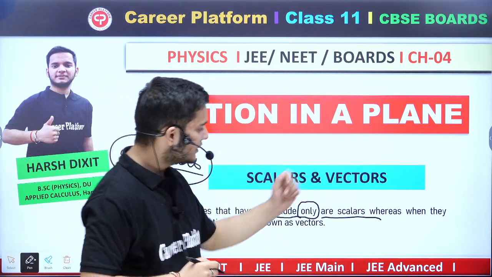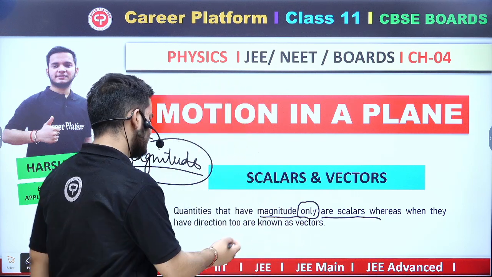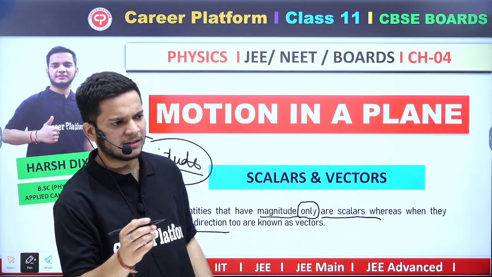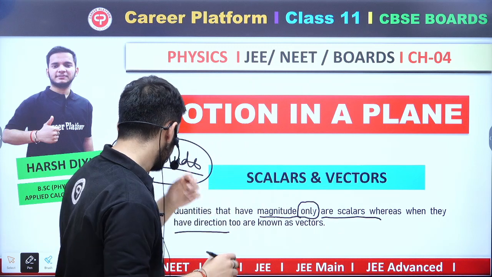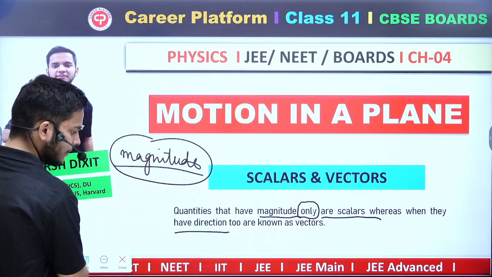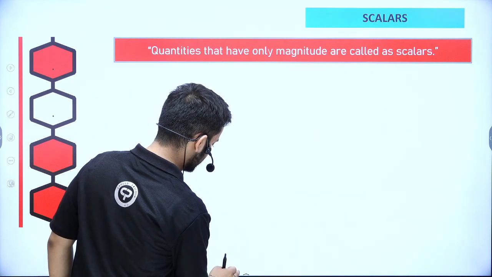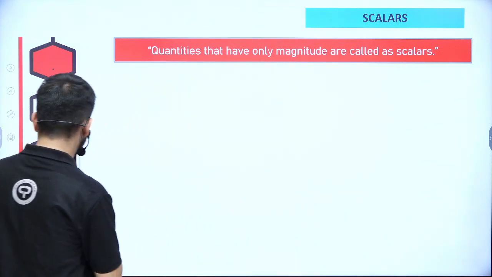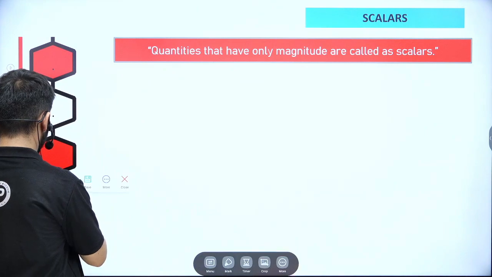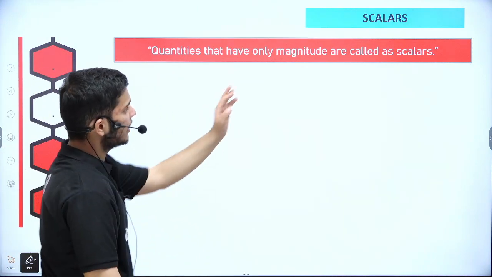But on the other hand, what are vectors? Vectors means that they have direction also. We are going to discuss in detail further. So let's go and discuss these things. Okay guys, now we are going to talk about scalars.